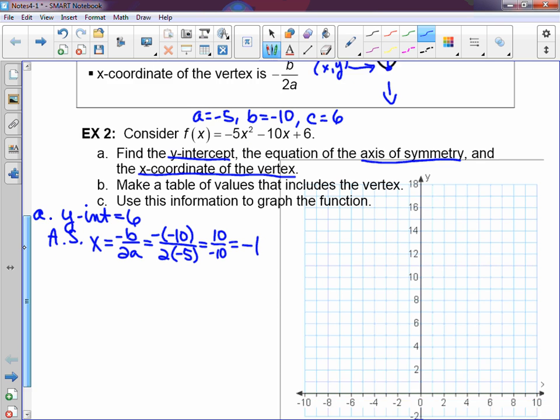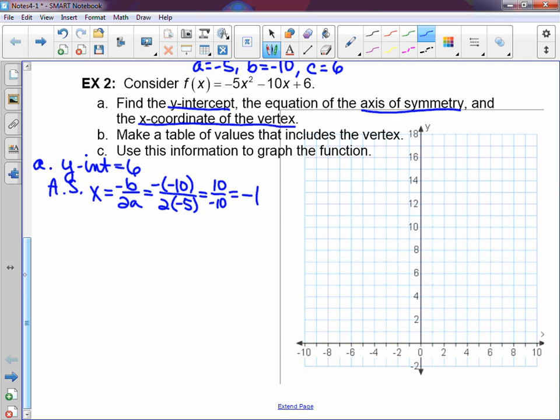Okay, so let's look at what we have so far. I have my y-intercept. It's right here. The axis of symmetry is always going to run vertical. Where does it say it's at -1? It's right here. So this is our x-axis, right? What I'm graphing is the equation x equals -1.